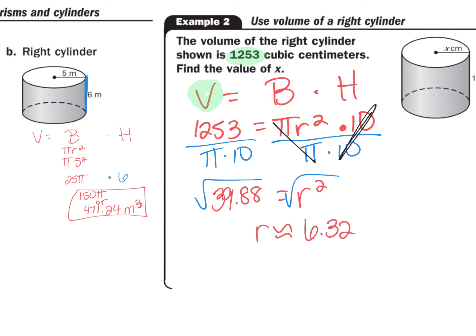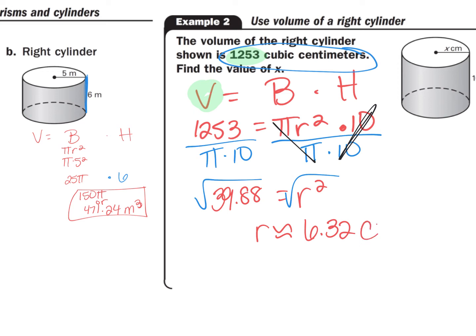6.32. Okay, so let's talk about the label for this. They tell you this is in cubic centimeters, right? So if the volume is cubic centimeters, what would the radius be? Would it be cubic centimeters? Would it be centimeters squared? Or would it be just centimeters? And the answer is just centimeters.